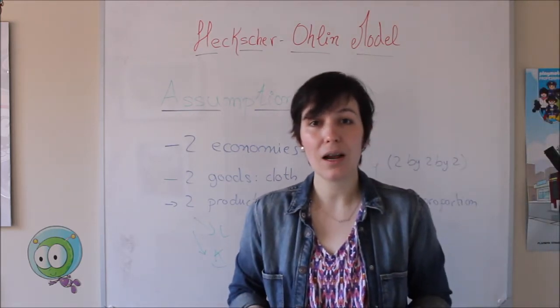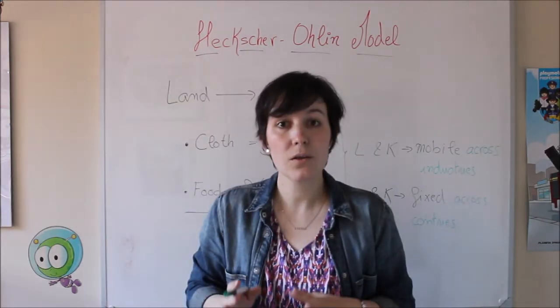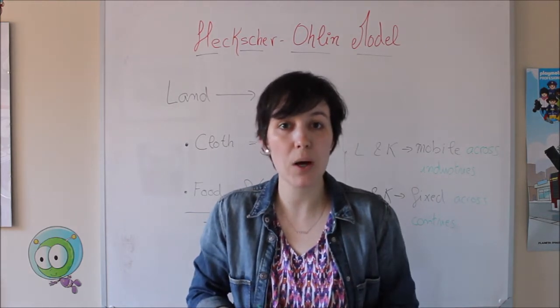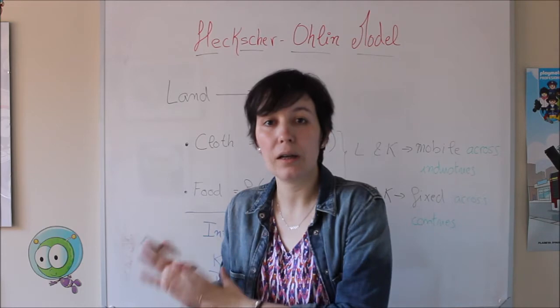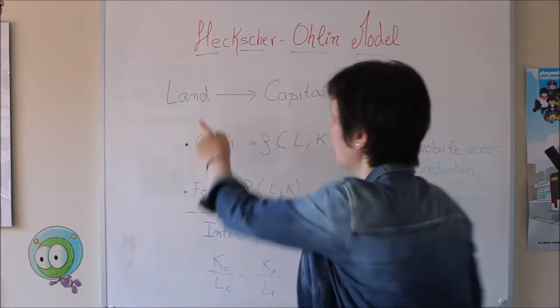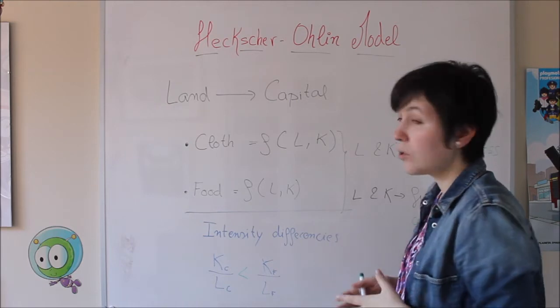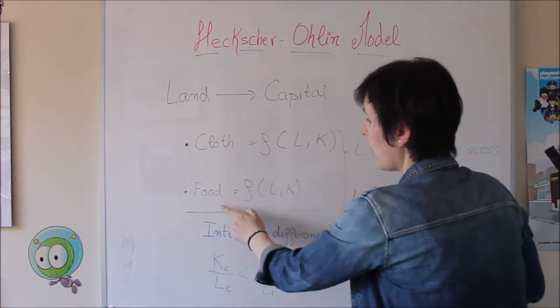But now let's start with the main differences between this model and the previous one. So now, instead of talking about land, we are going to talk just about capital. What in the previous chapter was land and capital, now it's just capital. That is one of the main differences. Also, we are going to have two goods, like in the previous chapter, let's say clothes and food.